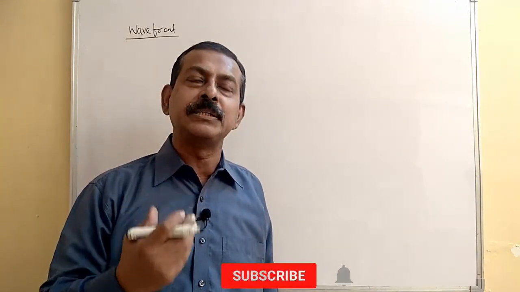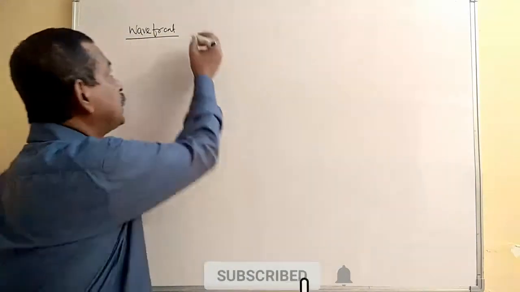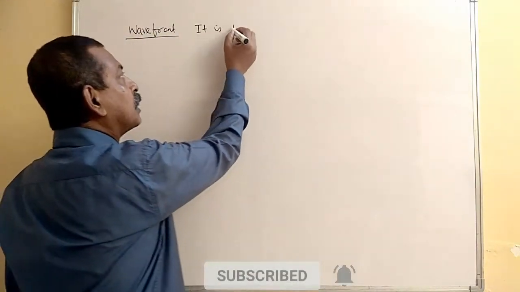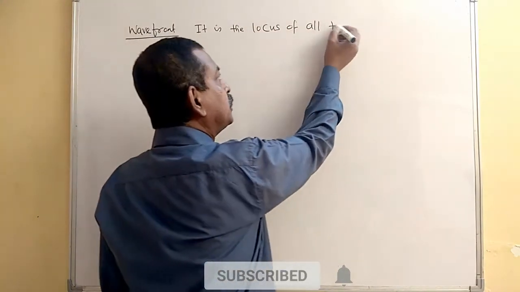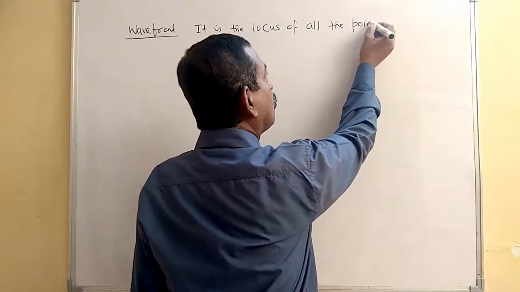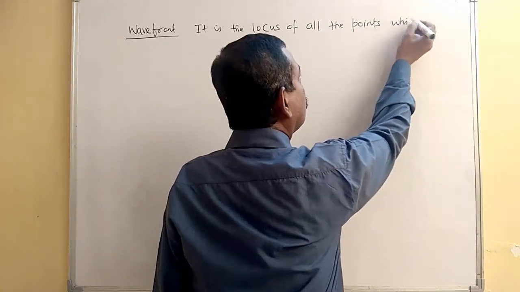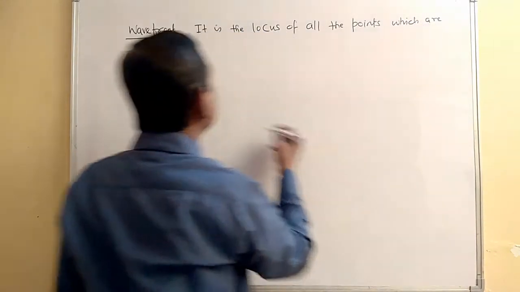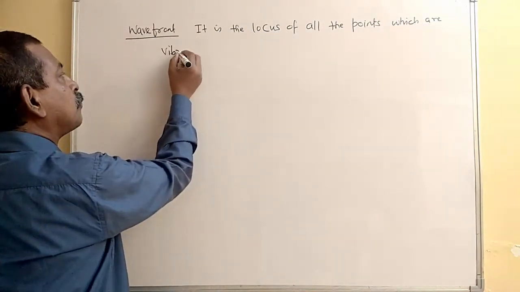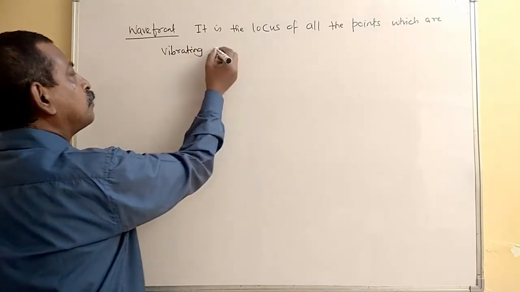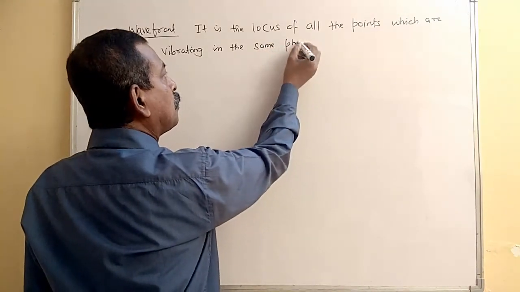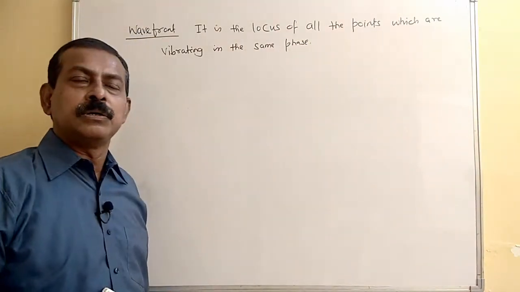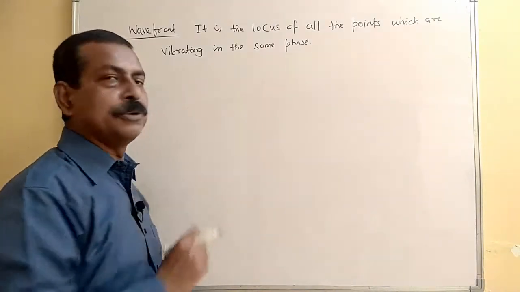Wavefront is the locus of all the points which are vibrating in the same phase. So it is the locus of all the points which are vibrating in the same phase. So that locus, we'll call it as the wavefront.